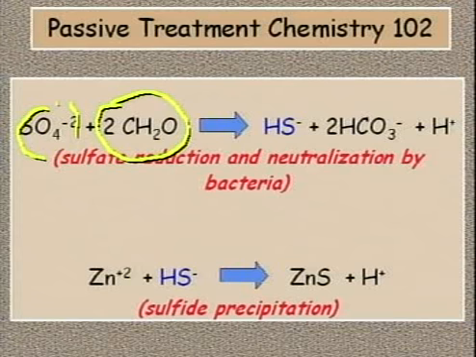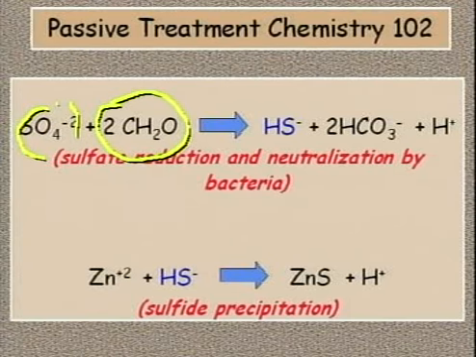These are the nutrients that the SRB need to live. The sulfate is typically supplied by the ARD itself, and it's rarely in short supply. And the organic source must be provided for in the design. This organic source is typically comprised of cellulose-type materials such as sawdust, wood chips, or hay. Both the products of this reaction are beneficial for treating ARD.